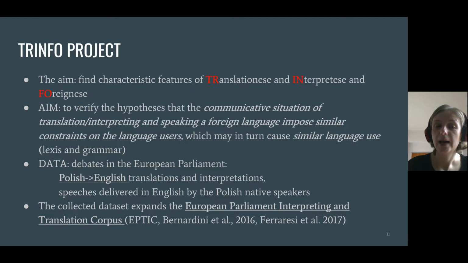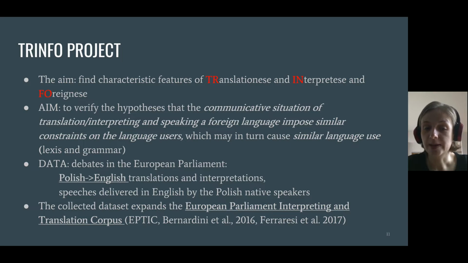And now a little bit about my project. The name of the project is TRIPO, from translationese, interpretese, and foreignese, so the language of translation, the language of interpreting, and the language of foreign language use. And the aim of this project was to verify this hypothesis that we have just talked about. So to verify whether indeed interpreting, translation, and foreign language use have common linguistic features.